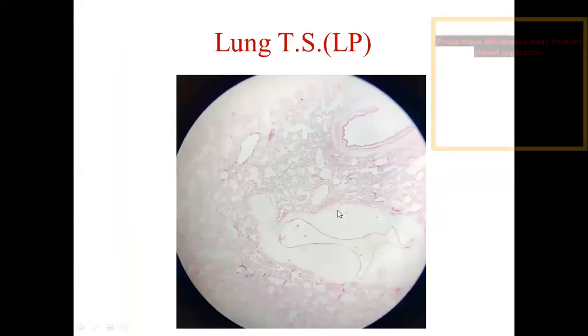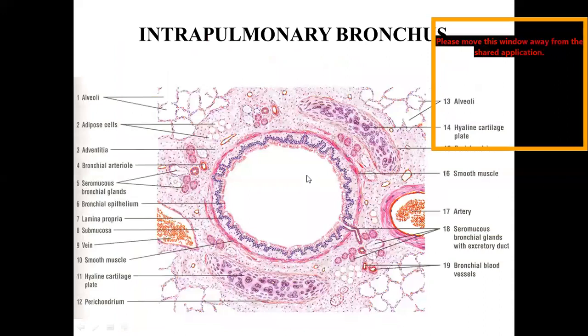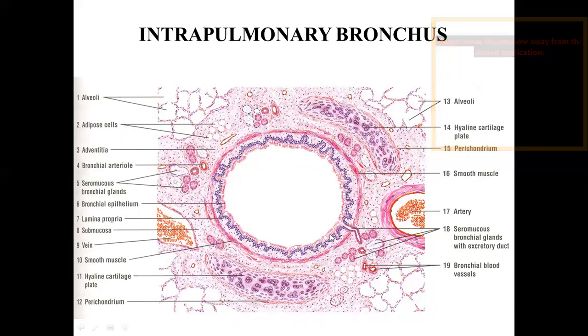First we'll see this actual slide where you can see this is a bronchus. This is a bronchiole, respiratory bronchiole. This is the alveoli. All these are alveoli. So first we'll see the bronchus. The principal bronchus will have the lumen. This is the lining epithelium. Here the lining epithelium is pseudostratified ciliated columnar, similar to that of trachea.